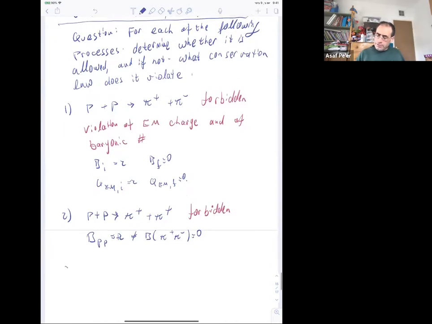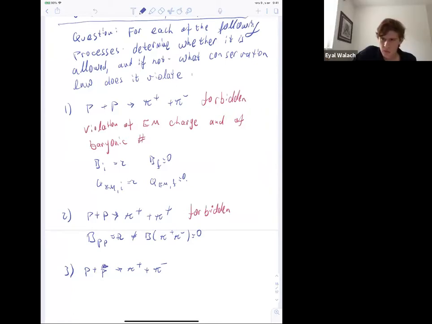What about proton and an antiproton goes into a pion plus and a pion minus? Is this allowed? Yes. Yeah. This is allowed.